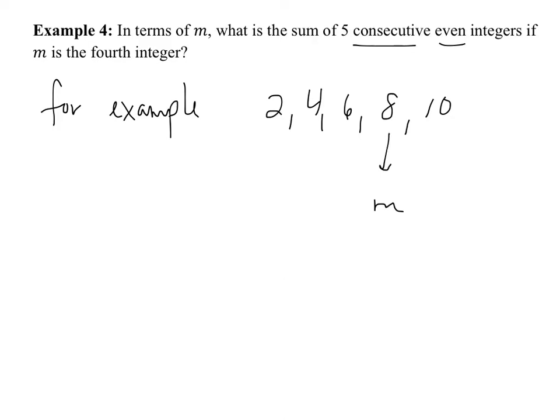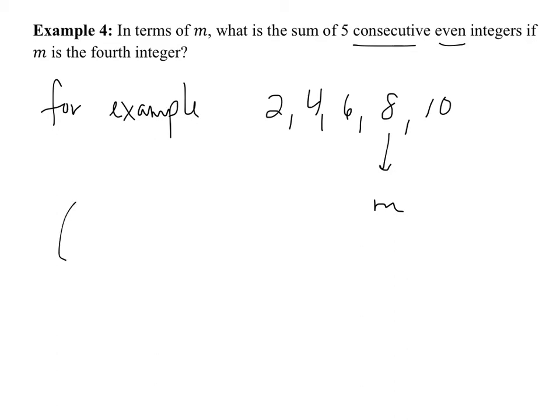So here's how I think about it. I think, for example, 2, 4, 6, 8, 10, that's 5 consecutive even integers. Agreed? If the fourth one is m, what is this in terms of m? M plus 2. What is this one? M minus 2. This is m minus 4. This is m minus 6. So you write all those out, right?